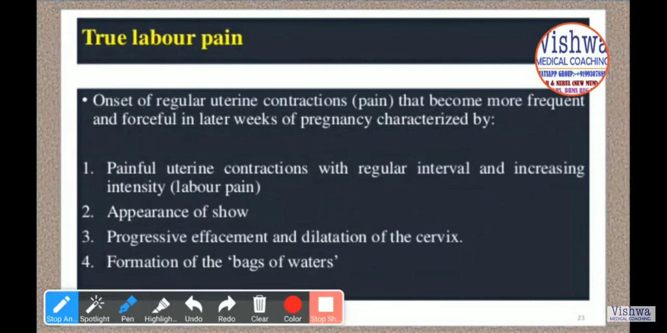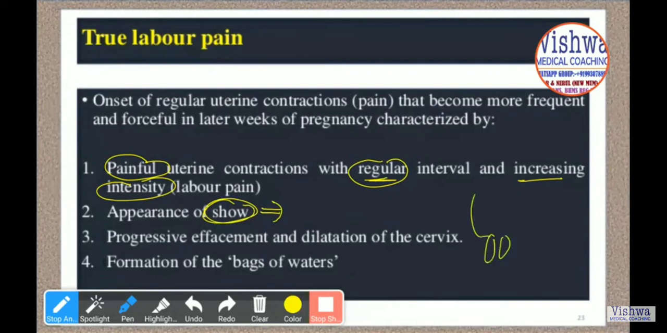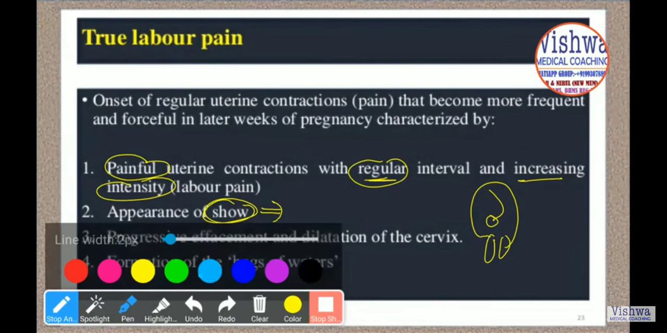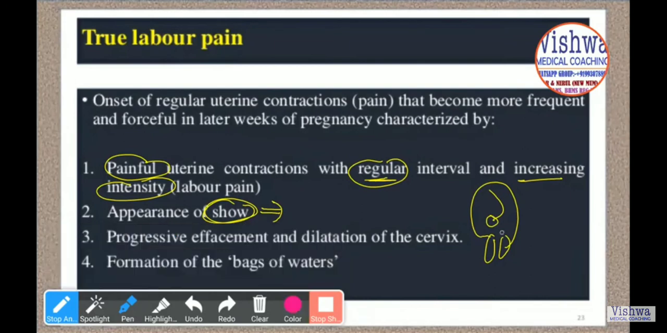What are the true labor pains? True labor pains are those which are painful, regular, and increasing in frequency and intensity. Very commonly there is an appearance of the show. Remember, what exactly is a show? Let me say this is the cervix, this is the uterus, and this is the baby. When the initial contractions start, they may expel the blood clot that was there in the cervical canal out.